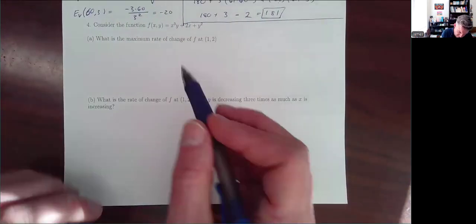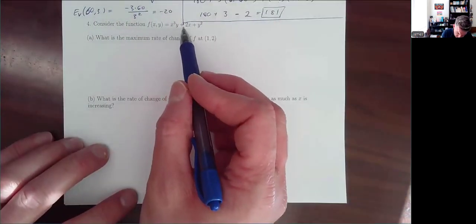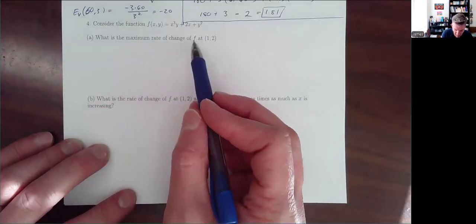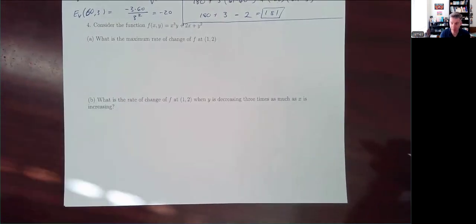Consider the function f of xy equal to x cubed times y plus 2x plus y squared. What is the maximum rate of change of f at the point 1, comma 2? Great. Maximum rate of change of a function is just the magnitude of the gradient at the point.